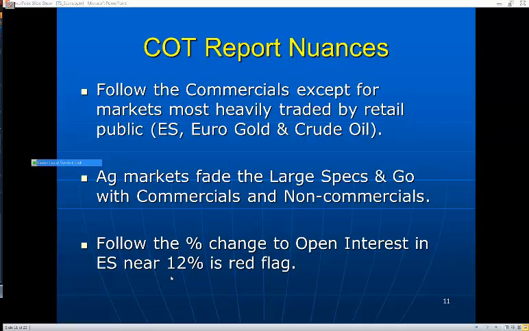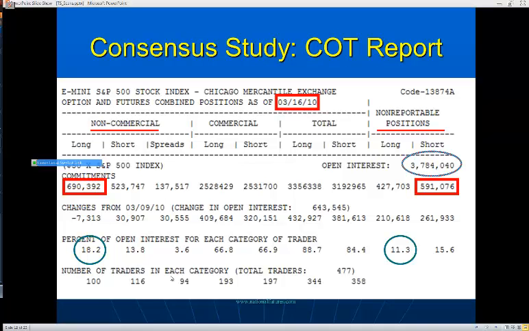Coming into October, the small speculators were net long about 11.2%, near that 12% number, and that's how we saw the market, a more meaningful correction ensued. Now, this is just a bit of history for you.